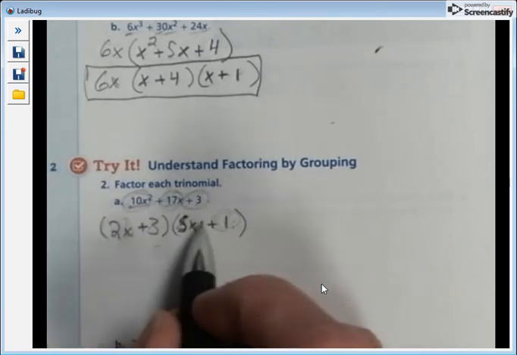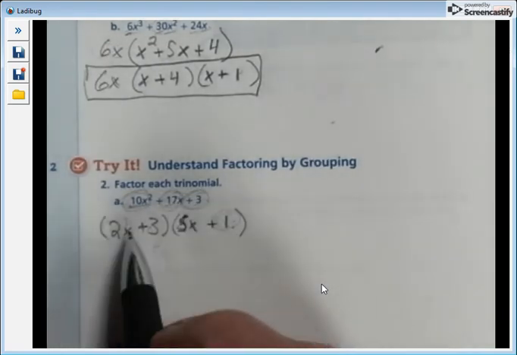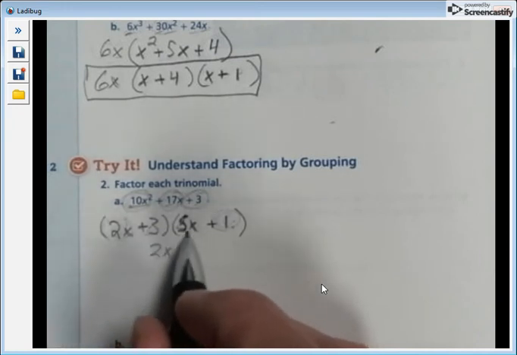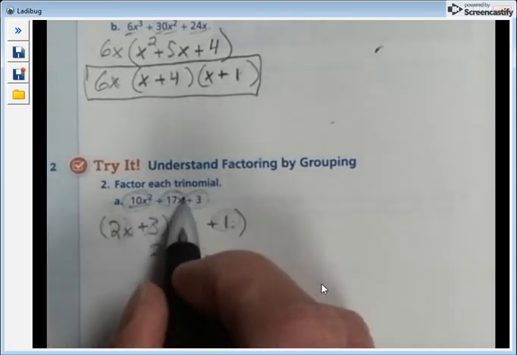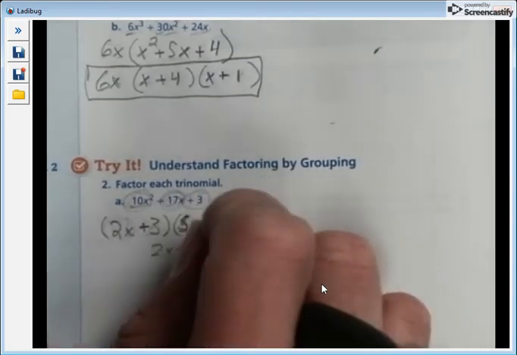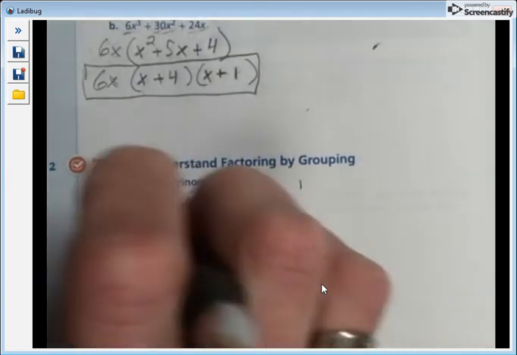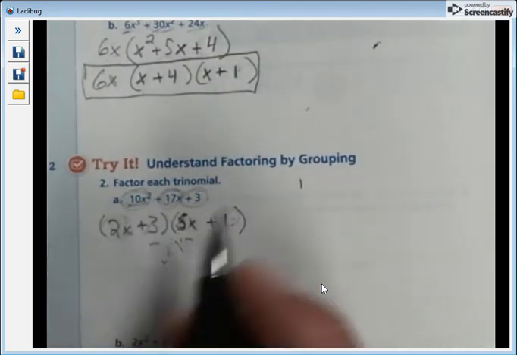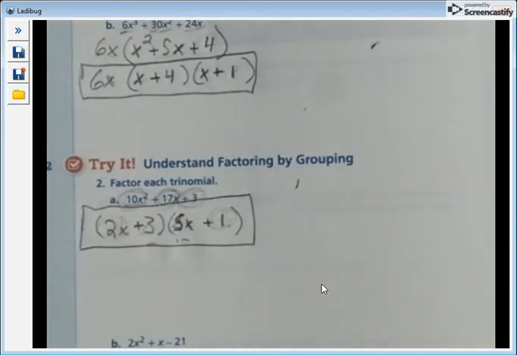Could it be 2 and 5? Let's try that, because 2x times 5x is still the 10x squared, and 3 times 1 is 3. I always looked at these just as a puzzle. So 2x times the 1 gives me the 2x, and the 3 times the 5x is 15x. 2x and 15x is 17x. We found it. So we've now factored the 10x squared plus 17x plus 3 to get 2x plus 3 times the quantity 5x plus 1. And this would be your final factored form, which is pretty sweet.